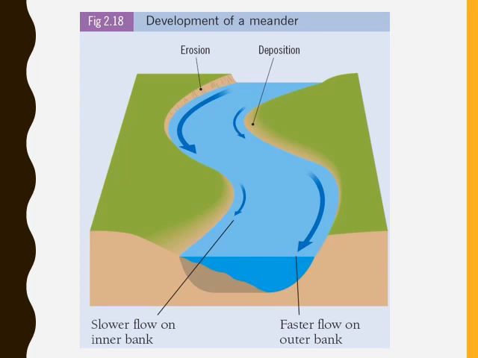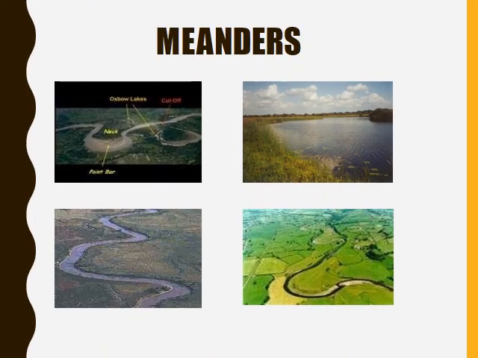And the area which is near to the erosion side will allow water to flow at a slower speed, but the area which is near to the deposition area will allow the water to flow faster on the outer bank. Meanders, as you can see in the picture.